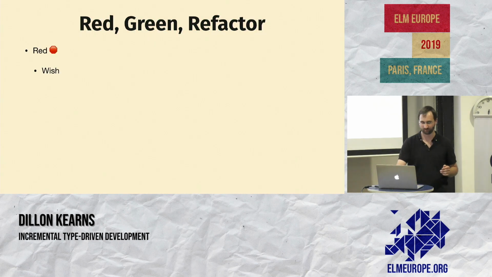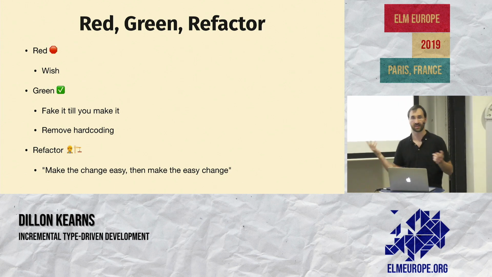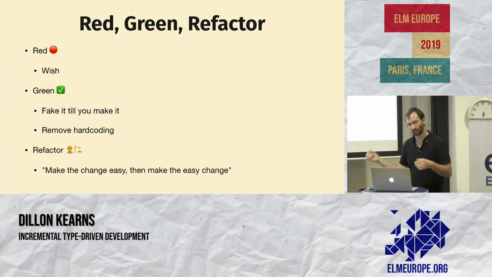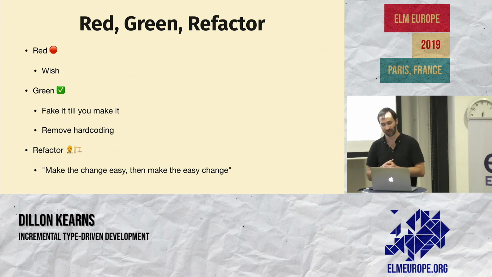So again, we were just using the techniques from red-green refactor test-driven development principles in order to get feedback from our Elm compiler and have it drive what we write and help us write code more easily. So we start with a wish, we fake it till we make it and hard code things using all the dirty tricks up our sleeve. We remove the hard coding, and as needed, we make the change easy so we can then make easy changes.